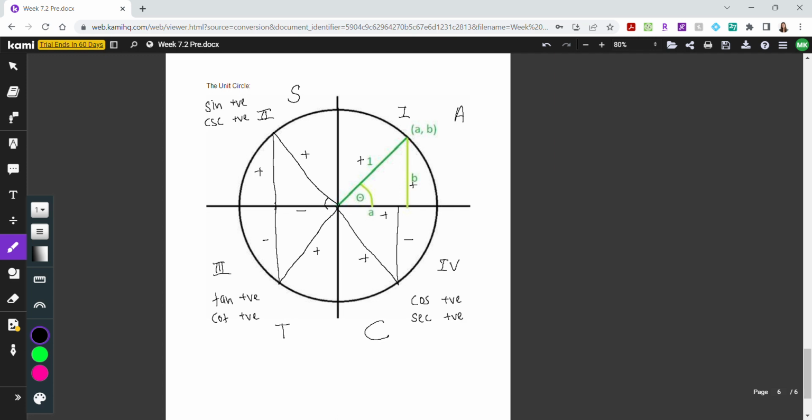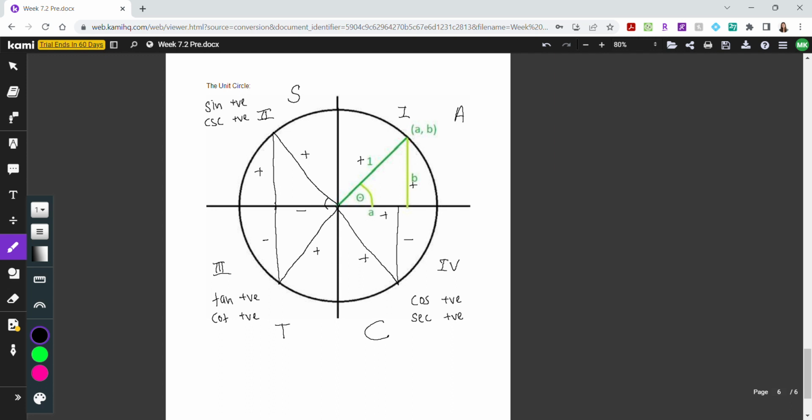So essentially, you just need to roughly know that in quadrant 1, everything is positive. In quadrant 2, sine and cosecant are positive. In quadrant 3, tangent and cotangent are positive. And in quadrant 4, cos and secant will be positive, and everything else is negative. With your unit circles, as we go into the deep dive lesson, we will see how this comes into effect.